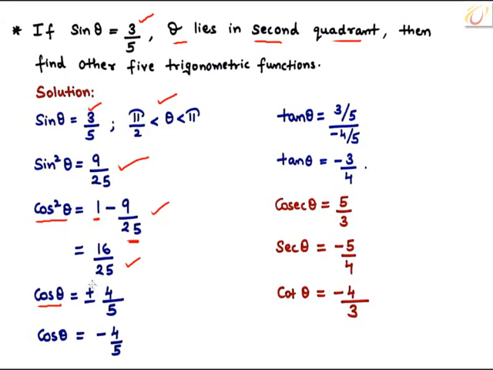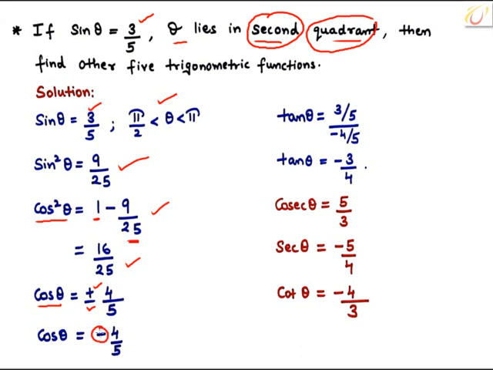But whether it is plus 4 by 5 or minus 4 by 5 will be decided by the word quadrant. So which quadrant are we in? We are in the second quadrant. In second quadrant, what do we know? In second quadrant, sine is positive, cos becomes negative. So cos theta will be minus 4 by 5.